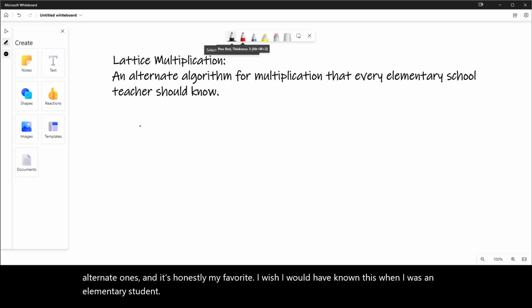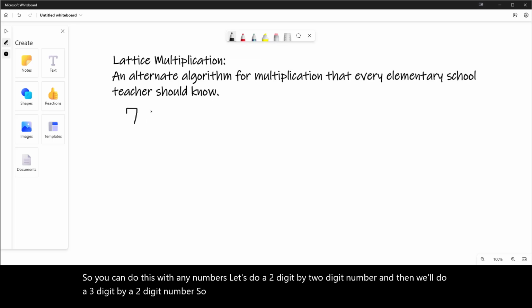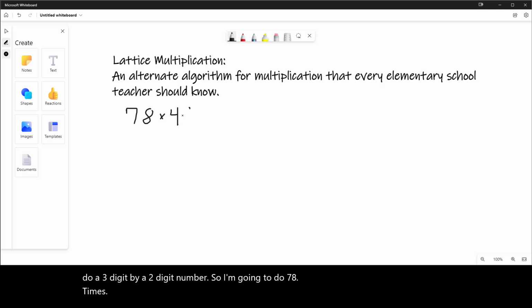So you can do this with any numbers. Let's do a 2-digit by a 2-digit number, and then we'll do a 3-digit by a 2-digit number. So I'm going to do 78 times 49. And I want to know what that is.